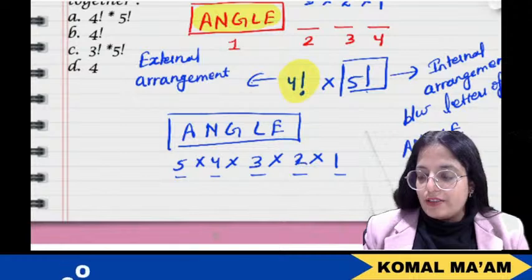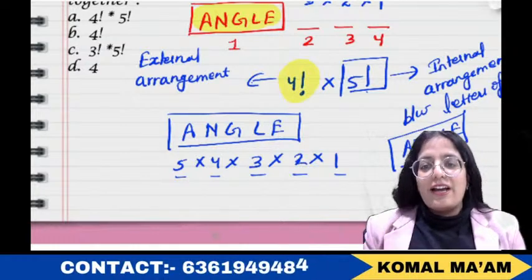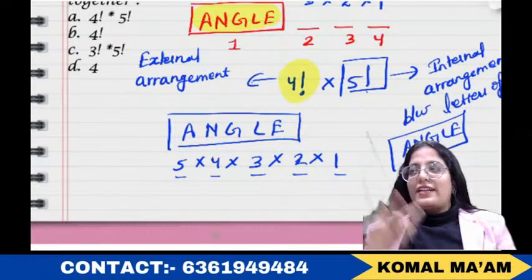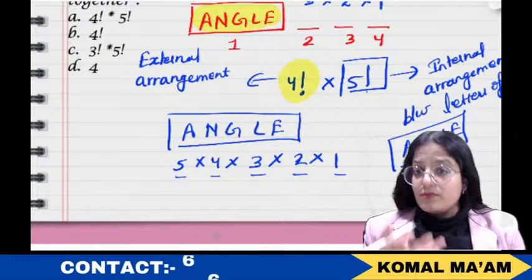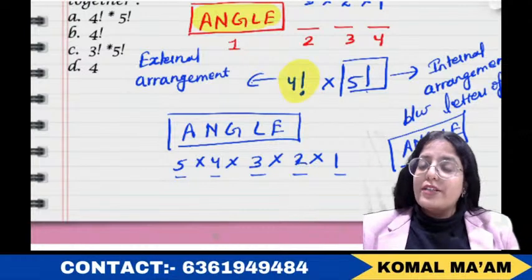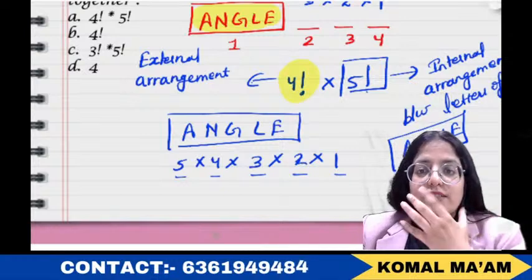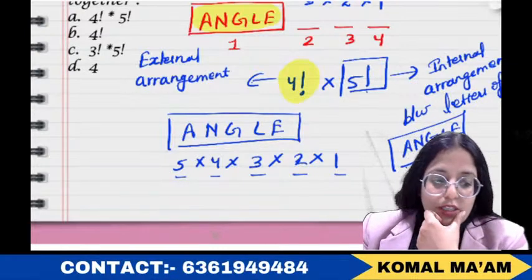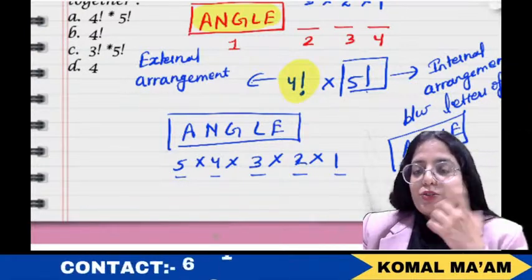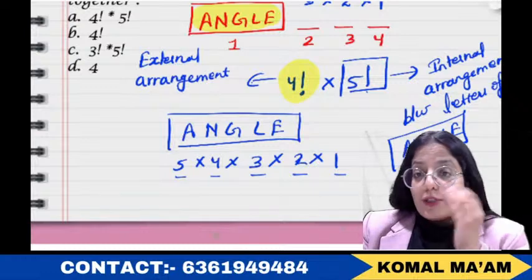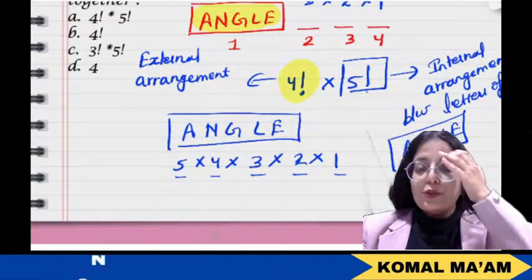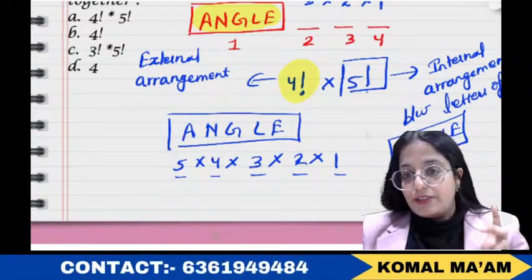Okay, between letters of angle. So why are we multiplying it? That is something you need to know in detail when you join the batch course. There are some rules for this addition rule and multiplication rule that you will be able to understand when you study the chapter in detail. But for now, I hope this is clear to you, external arrangement and internal arrangement.